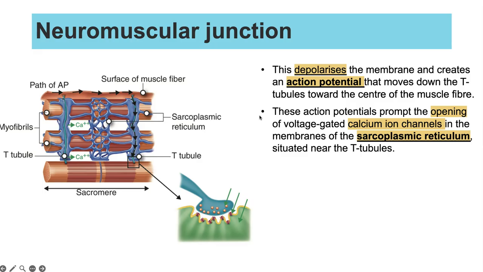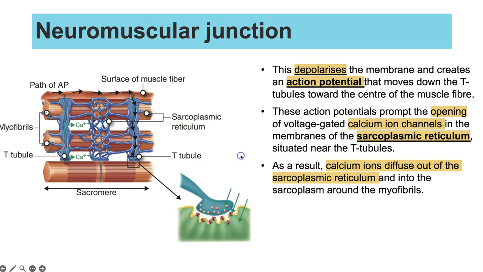Those action potentials will prompt the opening of voltage-gated calcium ion channels in the membranes of the sarcoplasmic reticulum situated near the T tubules. So that's what we can see here. We've got the sarcoplasmic reticulum, which is near those T tubules, and calcium ion channels are opening on those.